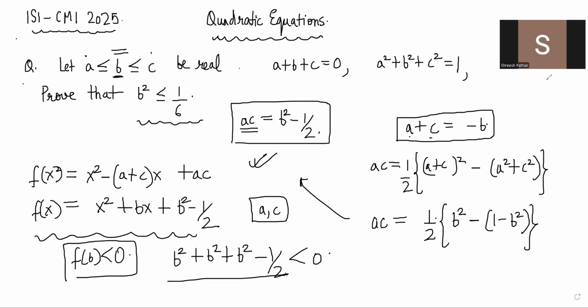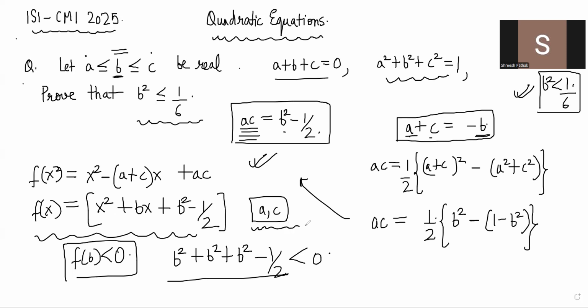तो इससे प्रूव हो गया b square is less than 1/6. Yes. So what are we doing here? We are saying that, okay, a plus c and ac we can find using this. AC has come in terms of b, a plus c also in terms of b. So we get a quadratic only in terms of b with roots a and c.